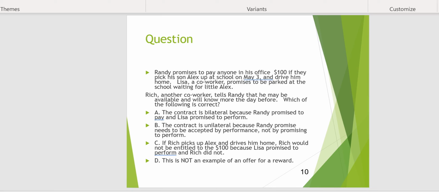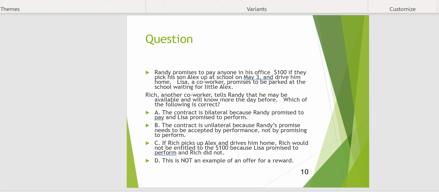Which of the following is correct? A, the contract is bilateral because Randy promised to pay and Lisa promised to perform. Well, a promise for a promise would be an example of a bilateral agreement, except when you want to know whether an agreement is bilateral or unilateral, look to the offer. The offer does not allow acceptance to be in the form of a promise. This particular offer does not allow acceptance to be in the form of a promise. You would actually have to pick up Alex in order to get paid. So A's out. Let's look at B.